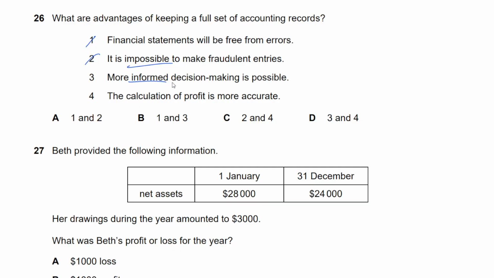Yes, we have more information available. Our decisions are more informed. The calculation of profit is more accurate. It's not. They're not saying it's 100% accurate. It's more accurate as compared to not having a full set of accounting records. So 3 and 4, option D is reasonable.